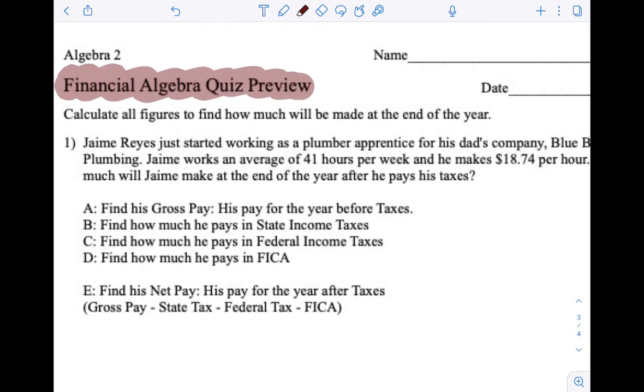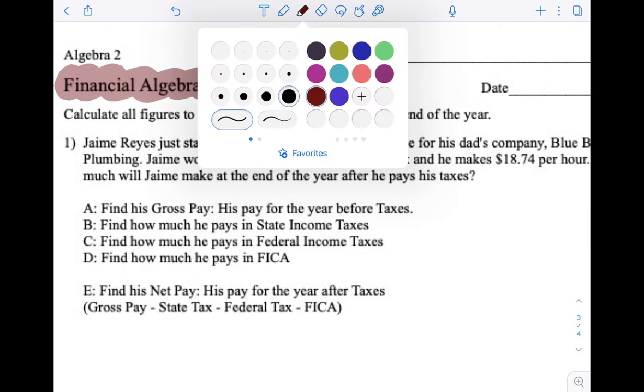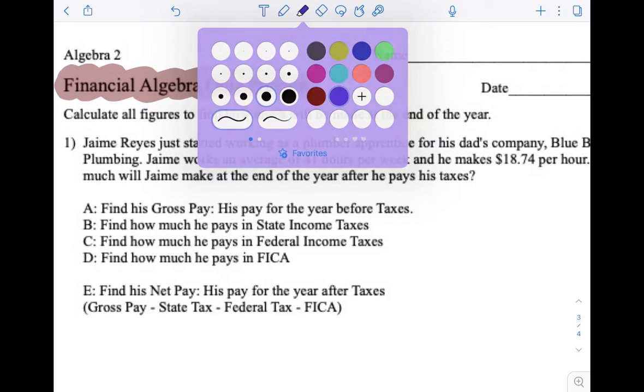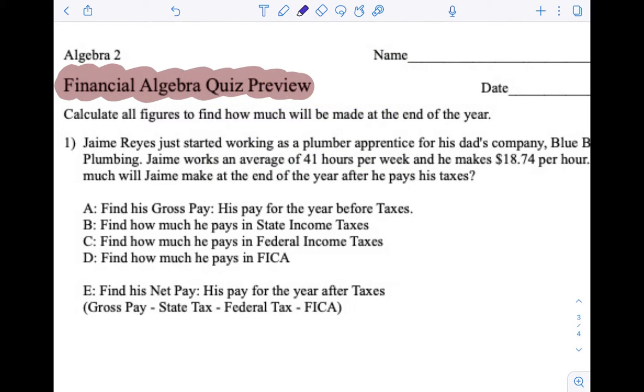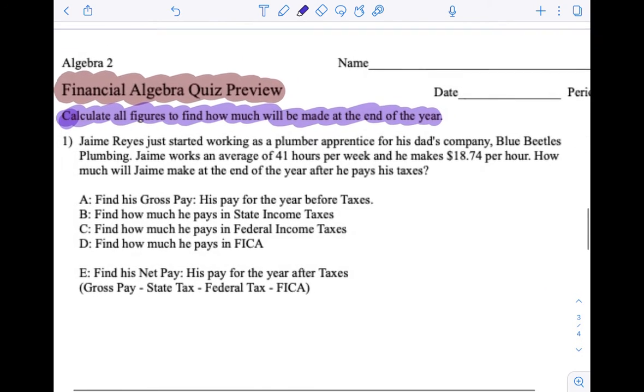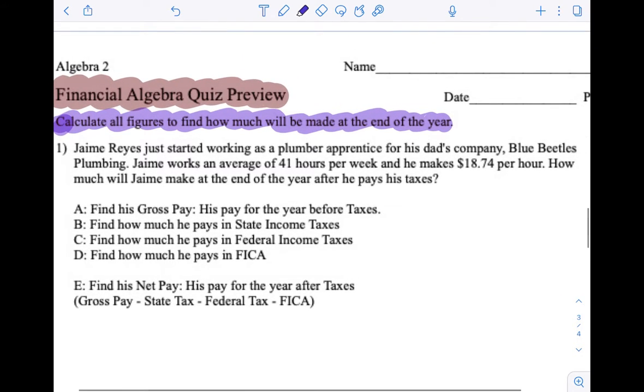First we did the title of the assignment. Then we're going to notice the instructions. The instructions say, calculate all figures to find out how much will be paid at the end of the year, right? So we're going to do a bunch of calculations, and we're going to find out how much this person is going to pay at the end of the year.